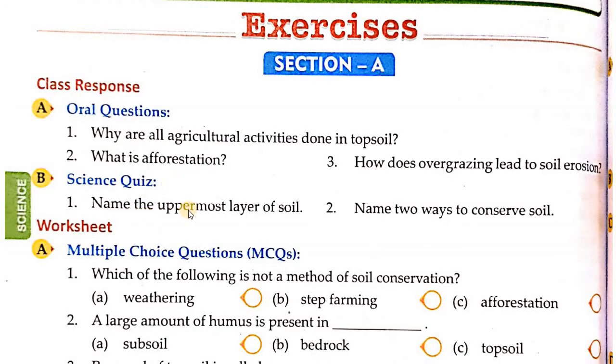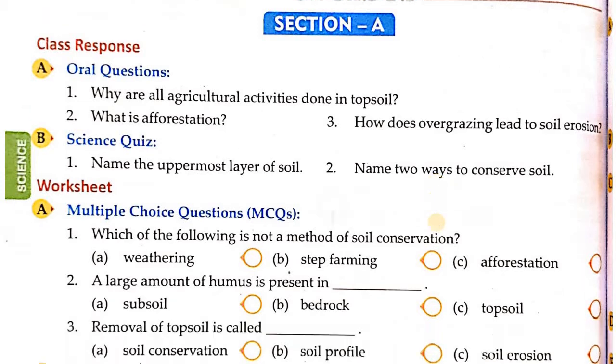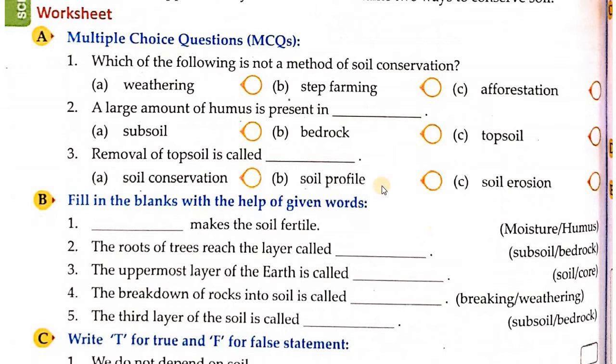Science quiz. Name the uppermost layer of soil. Topsoil. Excellent. Number 2. Name 2 ways to conserve soil. Yes, we have afforestation. Step farming is the second way. Excellent. We have the worksheet now.